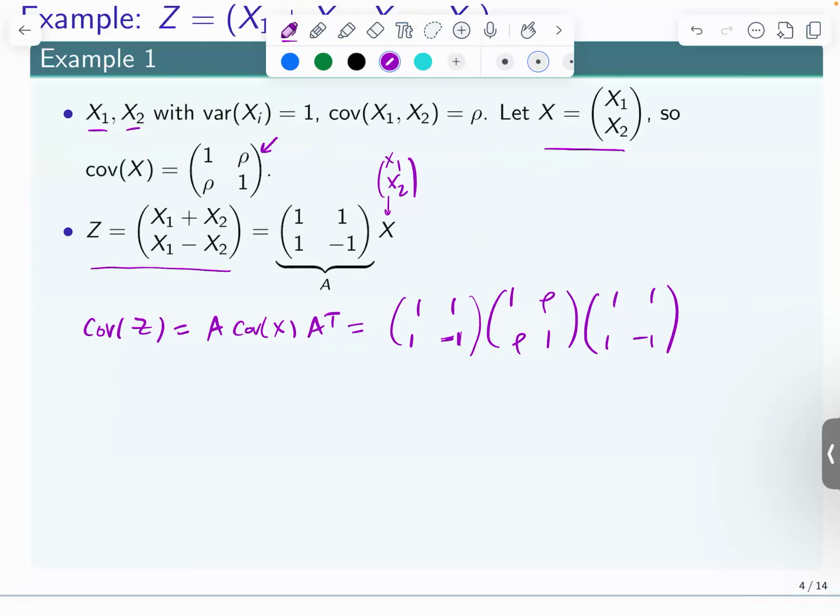Anyone want to help me do the multiplication? How would you multiply this out?